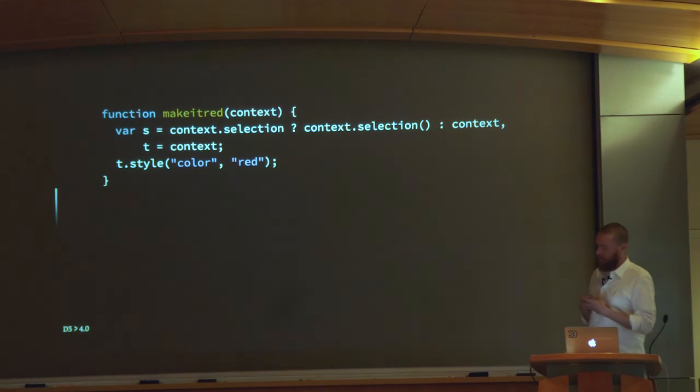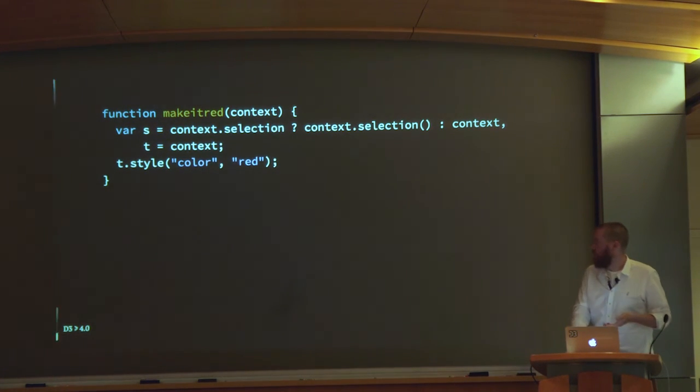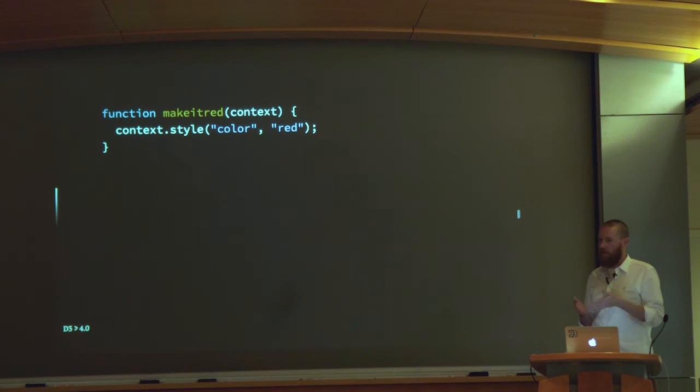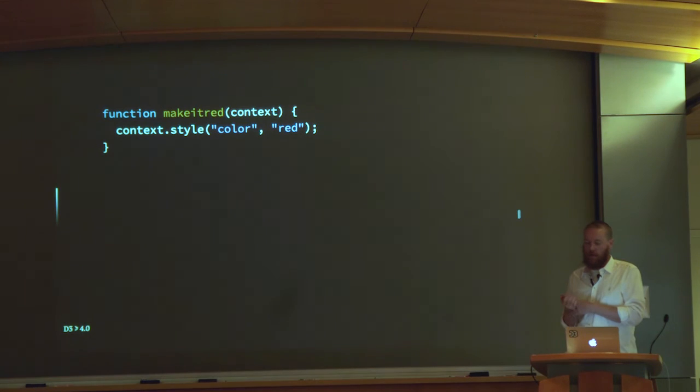And in fact, if you look closely at this example, you'll see that the s selection variable is not used anywhere, and the t variable is just exactly the same as the context that's passed in. So this is contrived, but it's also kind of the point that I want to make, which is that if you want to write code that is agnostic about whether something is a selection or a transition, you shouldn't suddenly have to change that code if in the future you want to write some code that is specific to either selections or transitions.